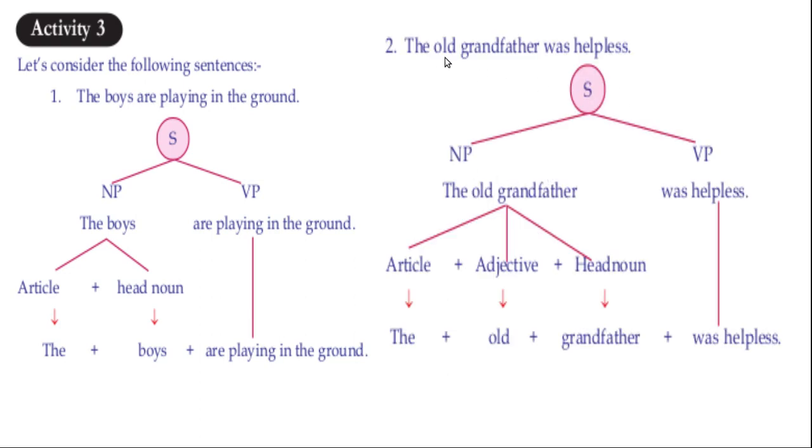Second sentence. The old grandfather was helpless. Try to say it. The noun phrase is old grandfather, and the verb phrase is was helpless.